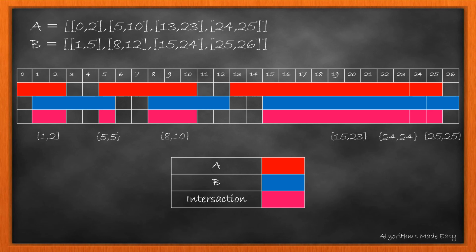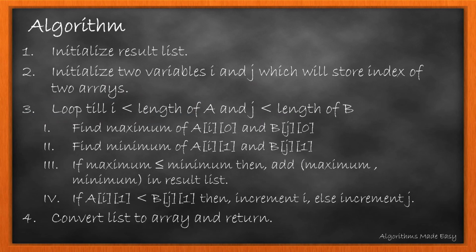Now let's work on the algorithm as to how we can get the output programmatically. We will first initialize a result list which will contain the ranges for the intersection. Now we initialize two variables i and j which will hold the current index of the arrays. We will loop till both the indexes are less than the length of the arrays. Inside the loop, we will first find the maximum of the index 0 values in both the arrays. Then we find the minimum of the index 1 values in both the arrays. If maximum is less than or equal to minimum, then we add maximum, minimum in the result list.